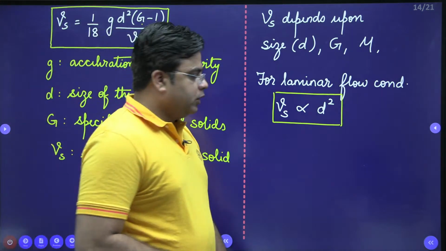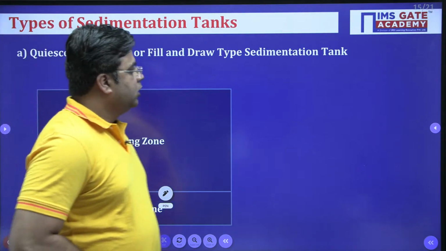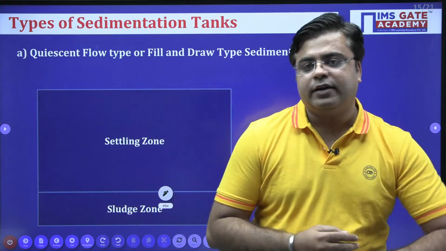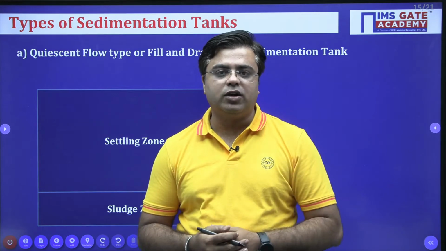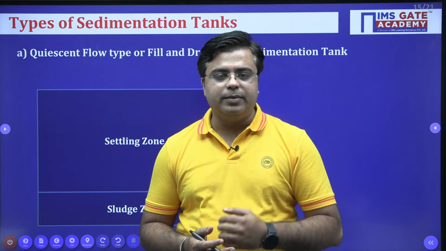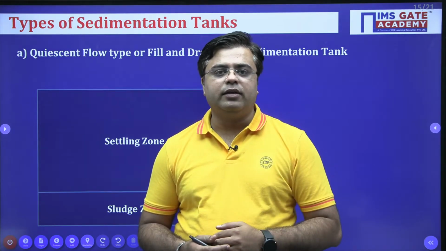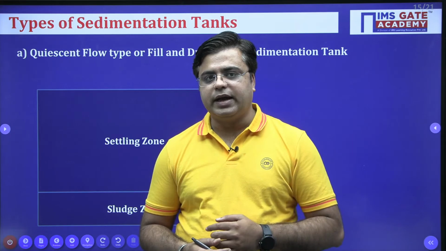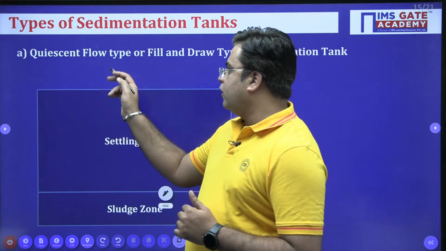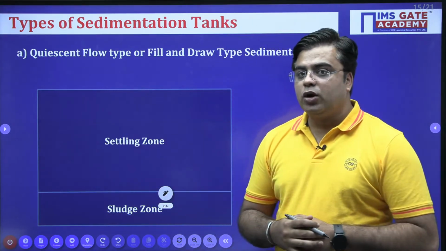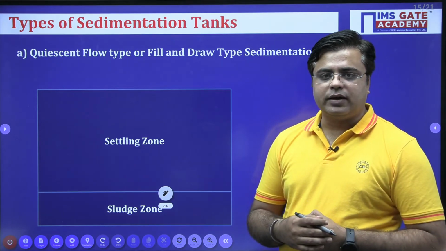Okay. Now I know the settling velocity. The next topic of discussion is the sedimentation tank. The tanks in which the sedimentation of the suspended solids is done are termed as sedimentation tanks, right? These sedimentation tanks are of two types. The first type is known as quiescent type sedimentation tank or fill and draw type sedimentation tank.